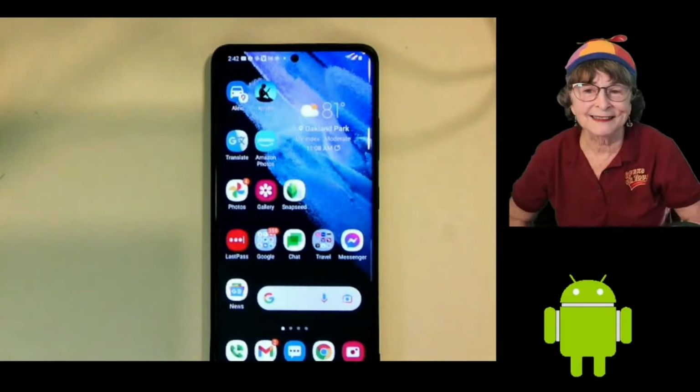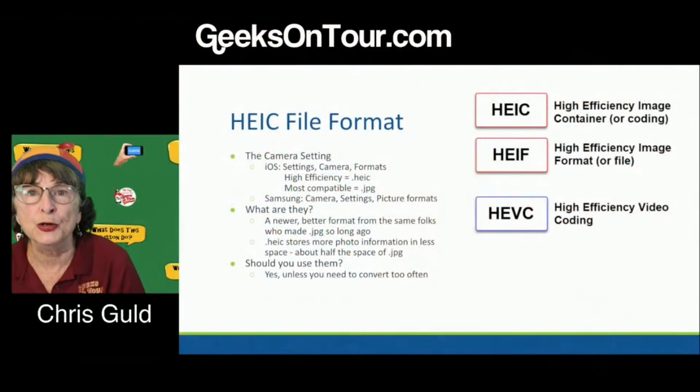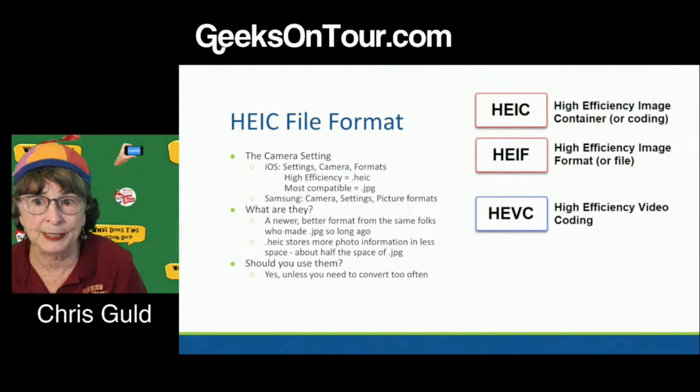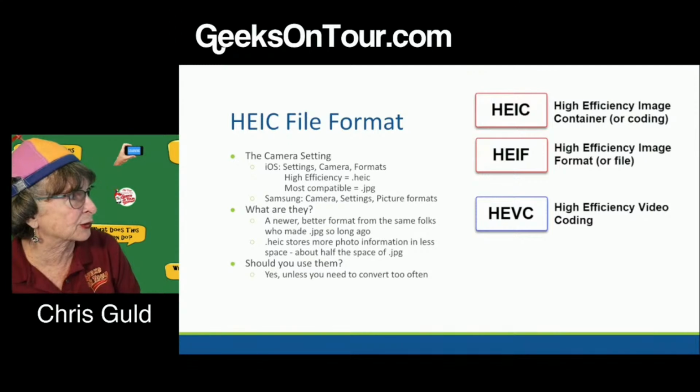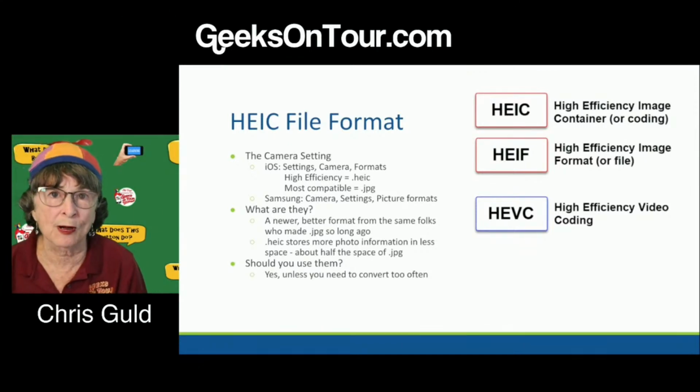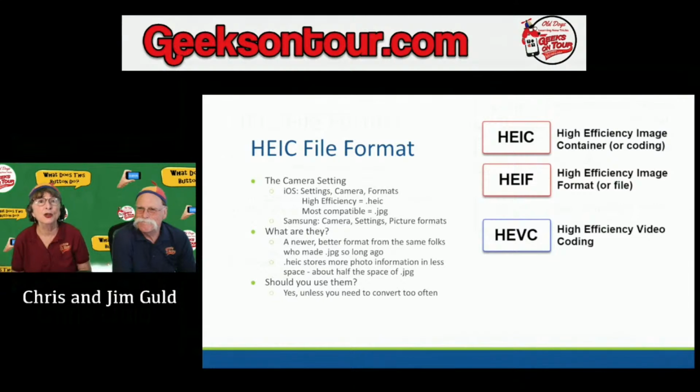Okay. So just what is it? It's just a newer, better format for storing pictures. It's from the same folks that made the JPEG so long ago. The Motion Picture Experts Group made that format, and it's old, so they've made a new one. It's better. It stores more information in a smaller space. So I think you should be using it unless HEIC is giving you too many problems with other applications. And that's the next slide.